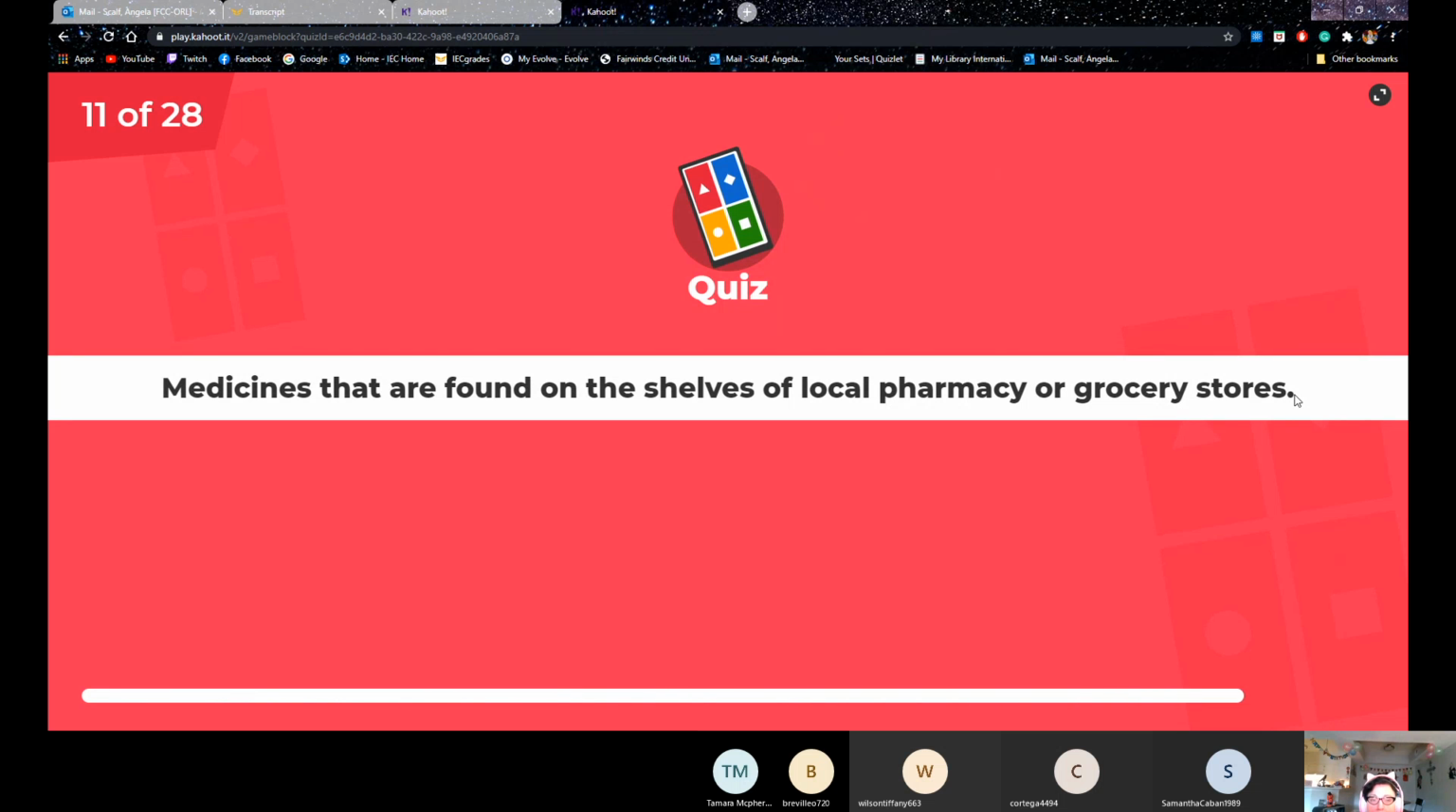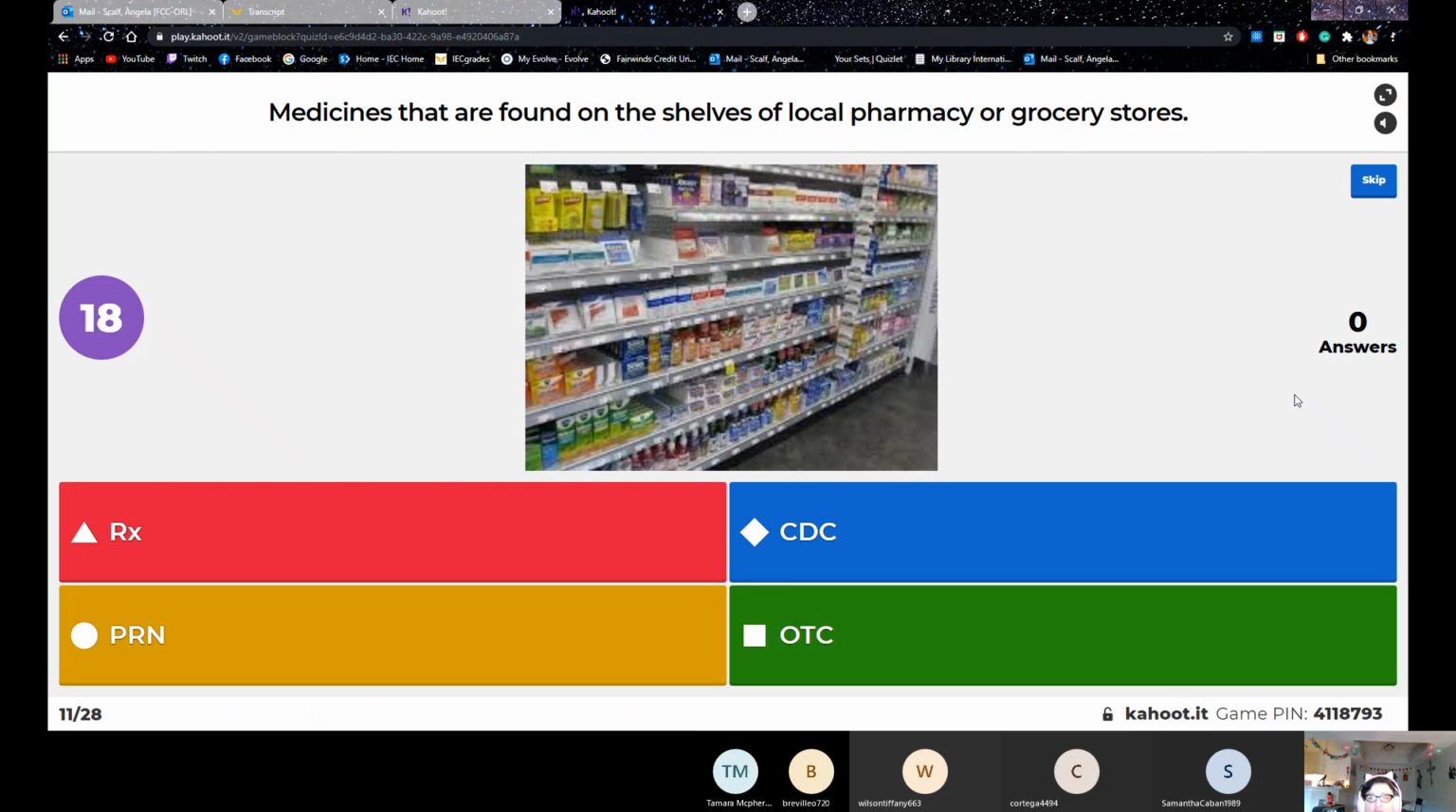Medications that are found on the shelves of local pharmacies or drugstores or grocery stores.